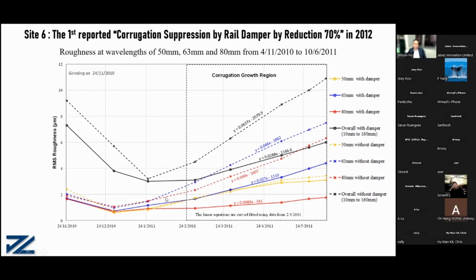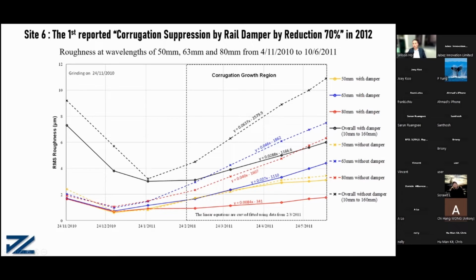the growth is much faster. So we can see the corrugations increase very slowly with the damper, and much faster without the damper. Then the bullseye is 63 millimeter. With damper, it goes up to there. Without damper, it goes up to there.